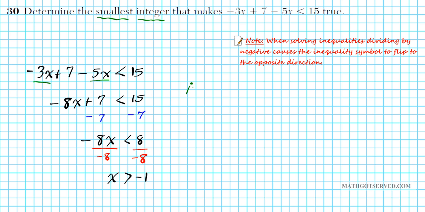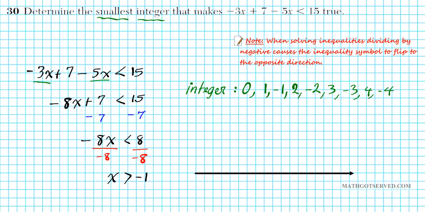Now, what is an integer? Integers are whole numbers and their opposites, including 0. So, for example, we have 0 is an integer, 1, negative 1, 2, negative 2, 3, negative 3. So all whole numbers and their opposites, including 0, are known as integers. So the question is, in the set of all integers, if we continue forever, which is the smallest one that satisfies this inequality here? To help us visualize it, let's graph the solution region on a number line.